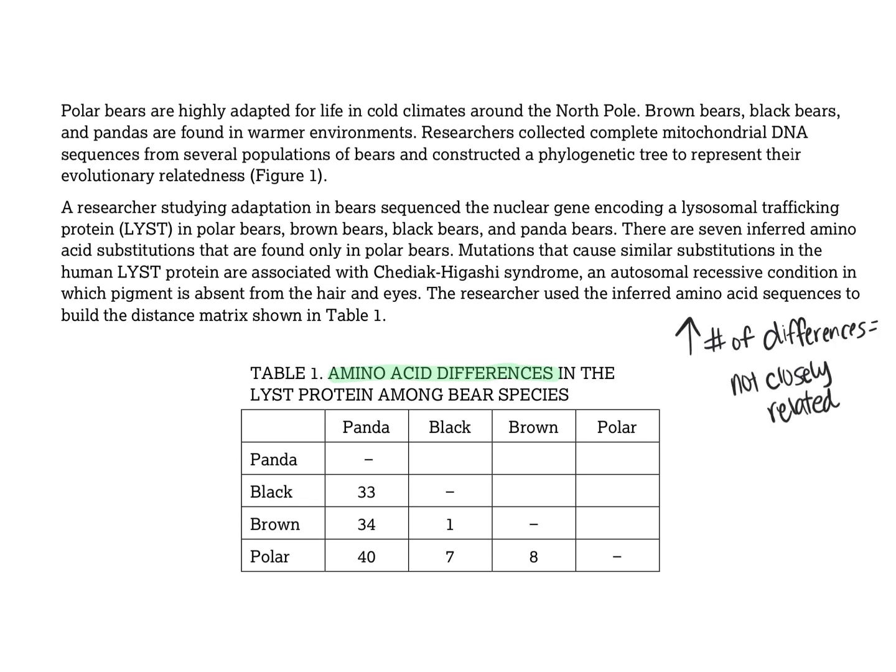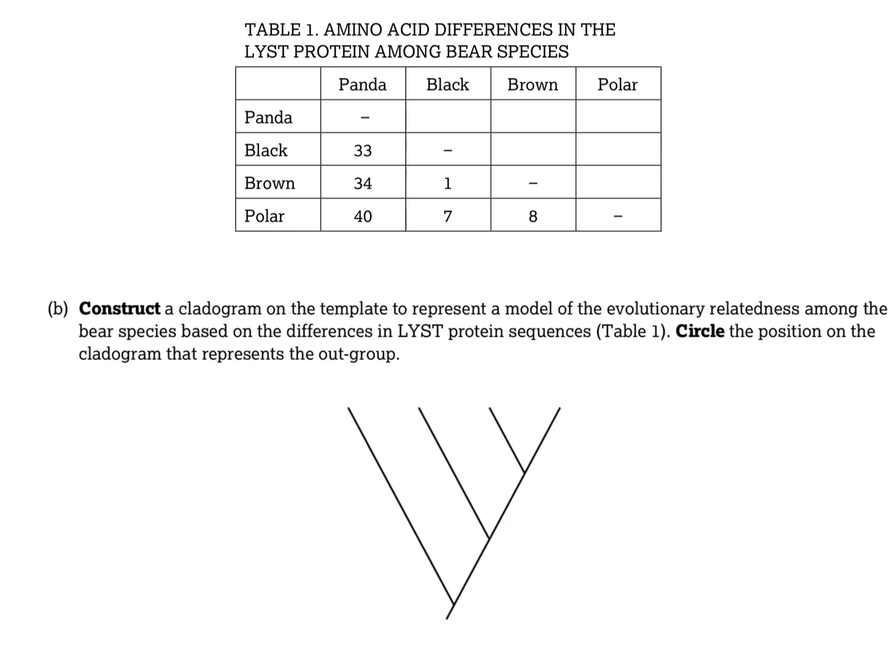So we're going to take this data and place the organisms on the template that was provided on the AP exam. So for Part B, construct a cladogram on the template to represent the model of evolutionary relatedness among the bear species based on the different lysed protein sequences. Circle the position on the cladogram that represents the outgroup.